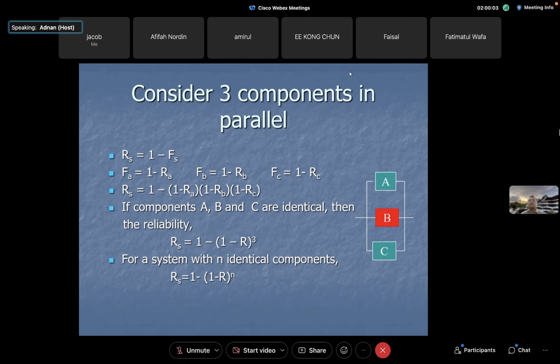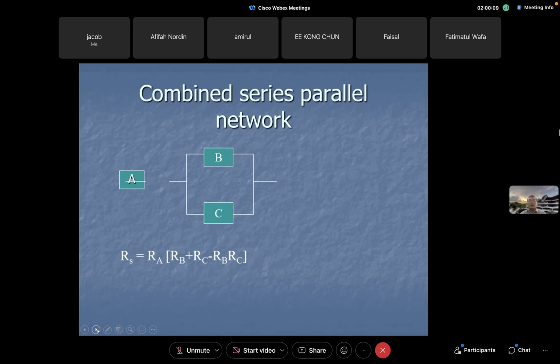We can also use a combined system. Many systems are combined systems. You can have component A here, which is serial, and this is parallel. Before you can solve this, you need to solve the parallel part first, and after that you multiply A by B. You have the reliability of A, then the reliability of subsystem B and C.